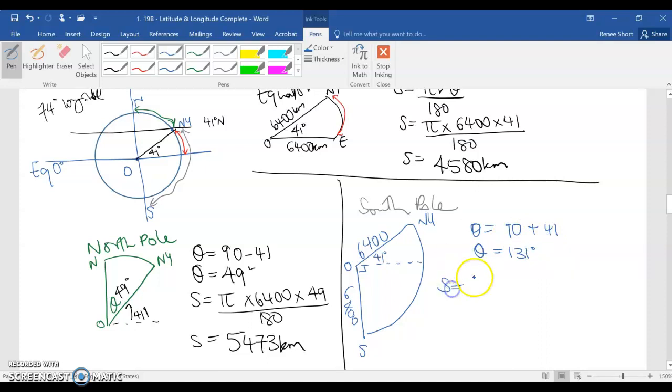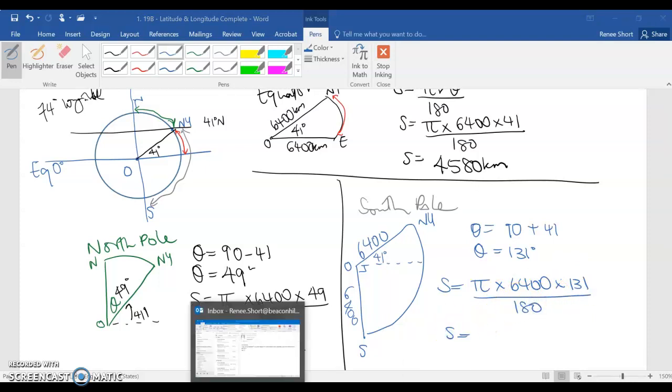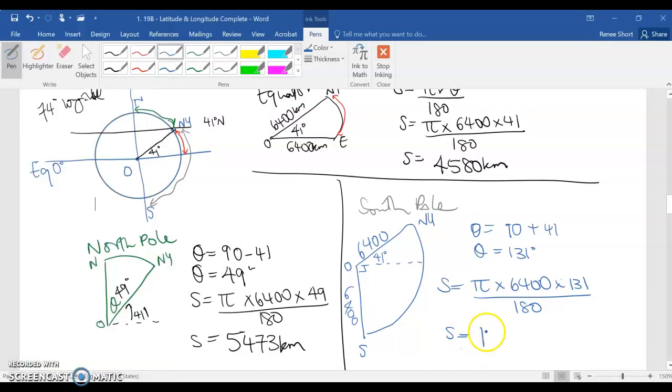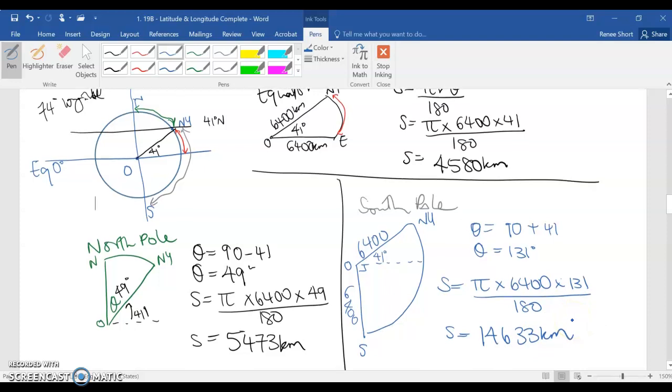And so now if I take my formula, I'm doing pi times 6,400 for the radius of the Earth times 131 degrees, all divided by 180. And if I pop that in my calculator, again, I'm just going to change that angle on the end now to be 131. And I get 14,633 to the nearest kilometre, so 14,633 kilometres from New York to the South Pole.